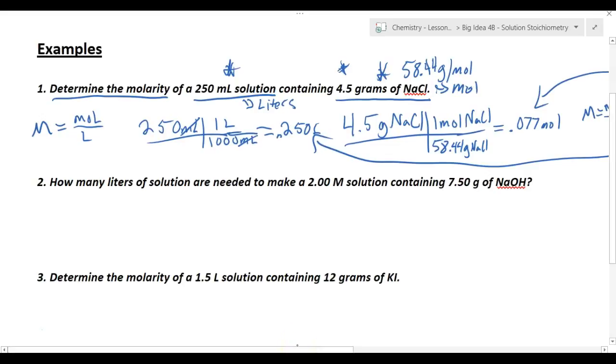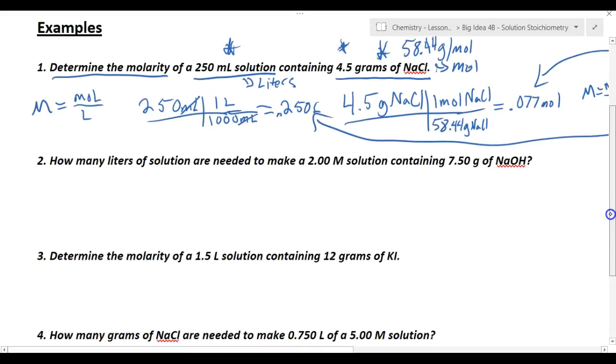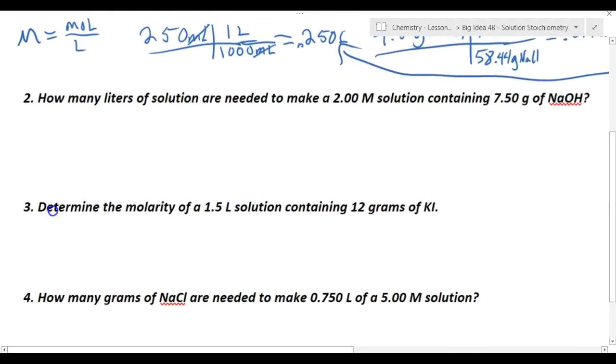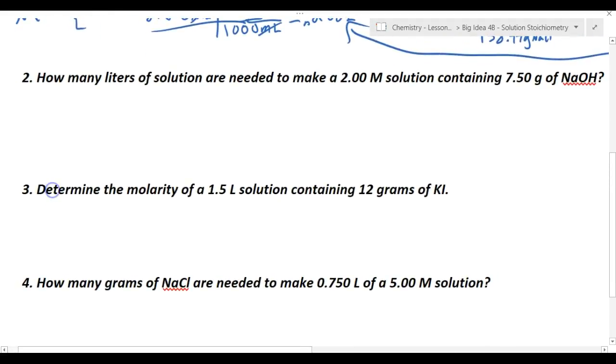Now for number 2, it says how many liters of solution are needed to make a 2.00 molar solution containing 7.5 grams of NaOH. What we are given, we're looking for liters. We have a 2 molar solution, and we have 7.5 grams of NaOH.